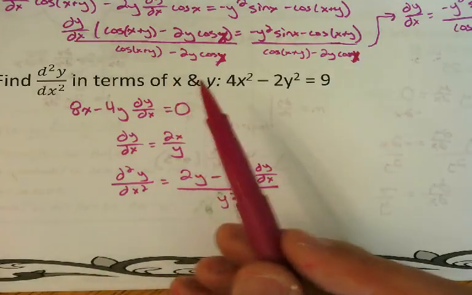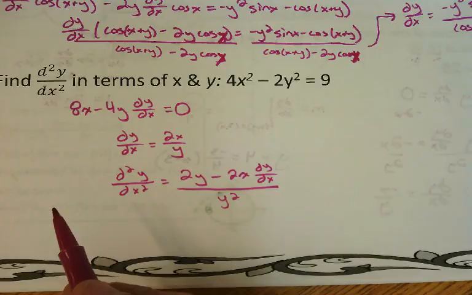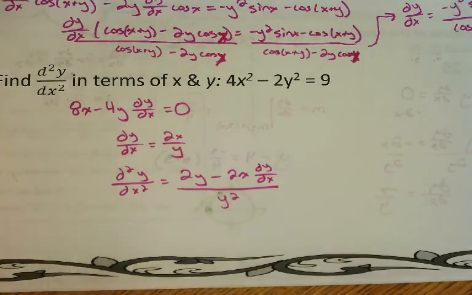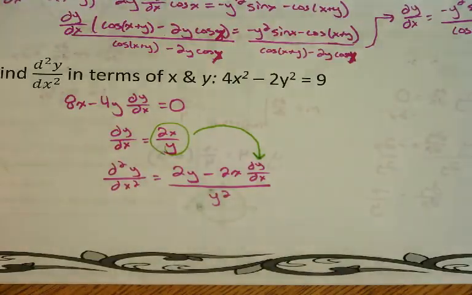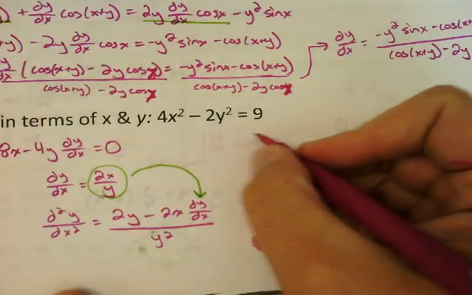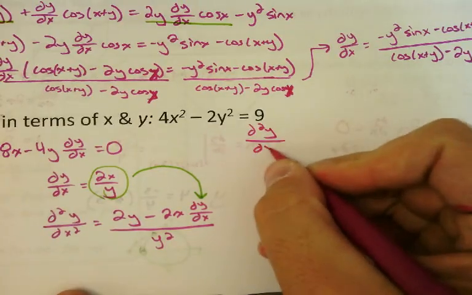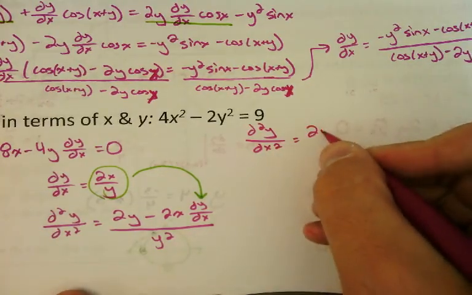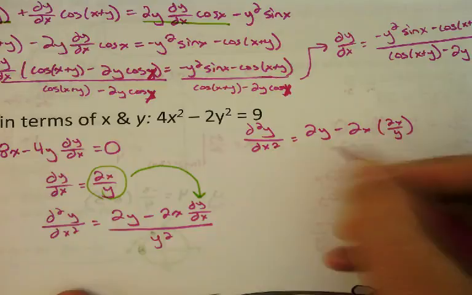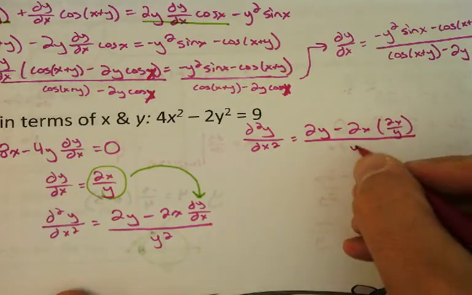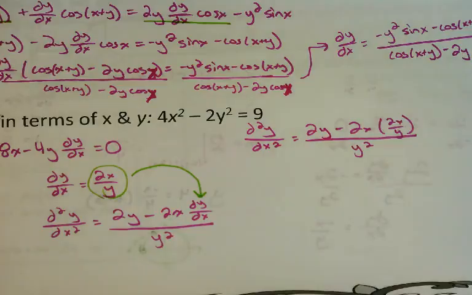Is this in terms of x and y? No, so I have to do one substitution. Substitute out this 2x over y in for there. I'm going to do that right up here for you. So d squared y over dx squared is equal to 2y minus 2x over y all over y squared. Okay, is that now in terms of x and y? For your response, you're done. Be done. Move on.